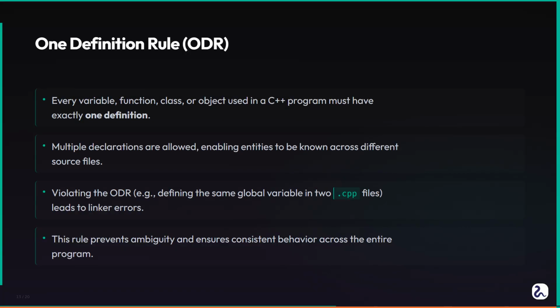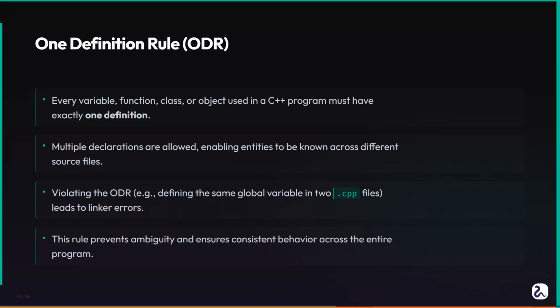This distinction is critical because of the one definition rule, or ODR. The ODR states that in a C++ program, every variable, function, class, or other entity must have exactly one definition. Not 0, not 2, but 1. This is enforced during the linking phase.